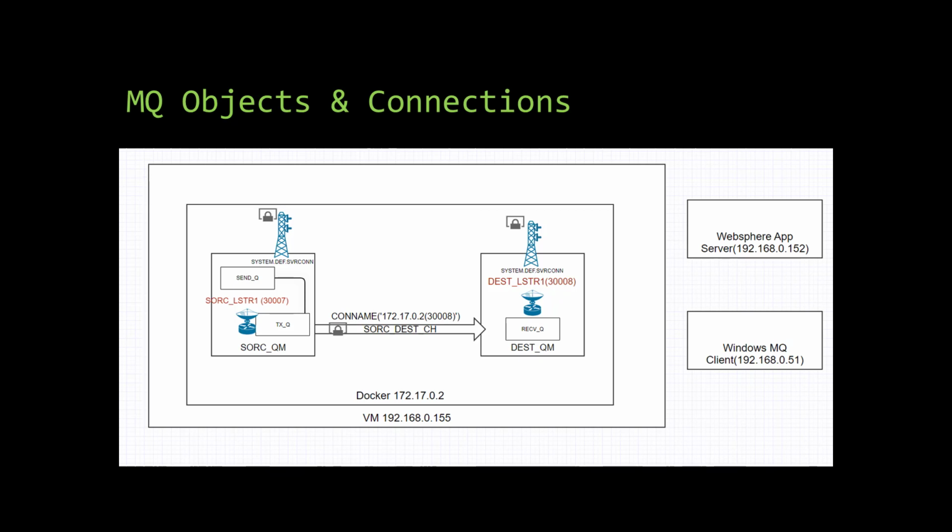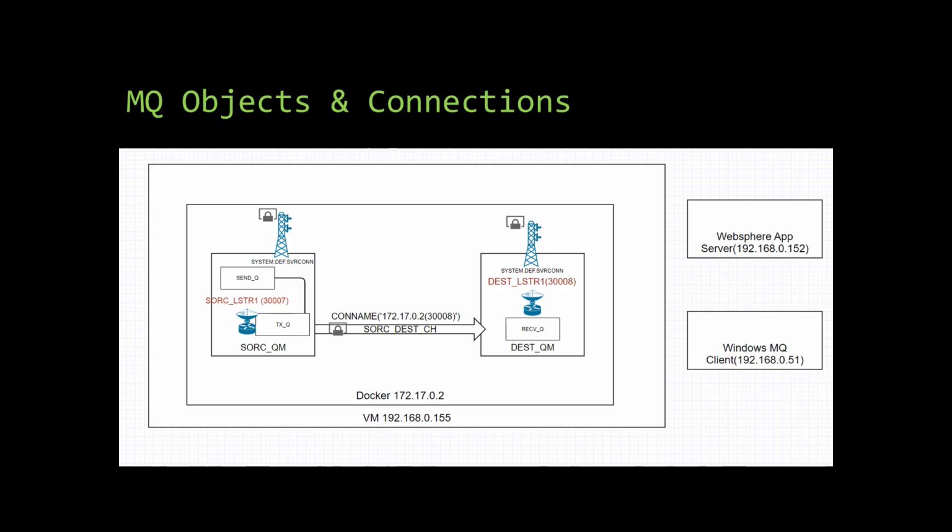Let's assume that SORCQM, the source queue manager, is on the bank A side and the destination queue manager is on the bank B side. Whenever bank A wants to send a message to bank B, it will put the message in the send queue, and bank B will receive it in the receiver's queue.